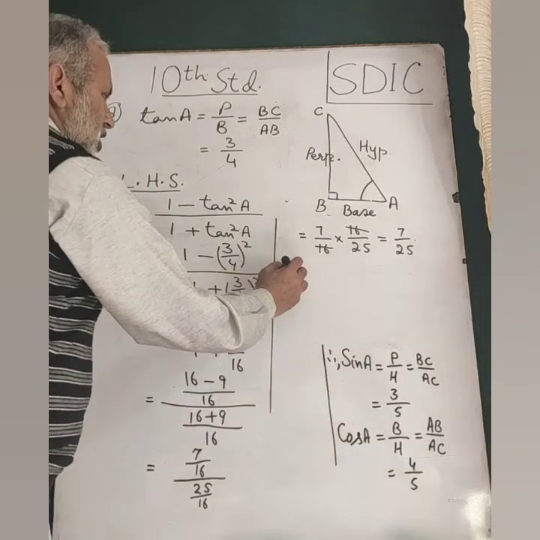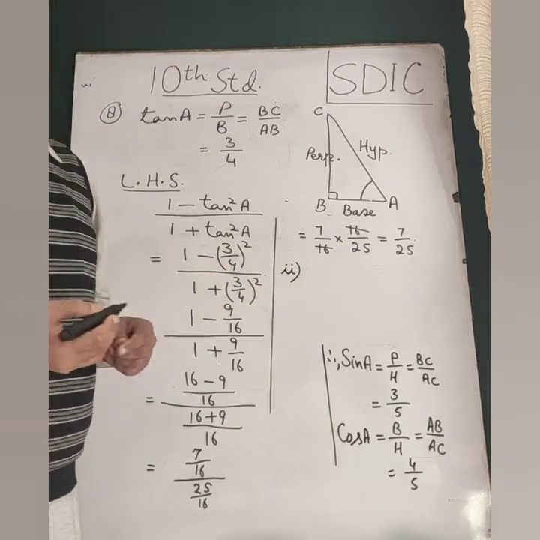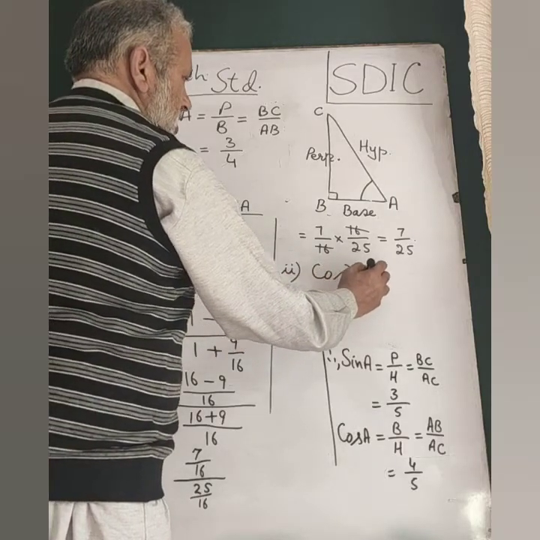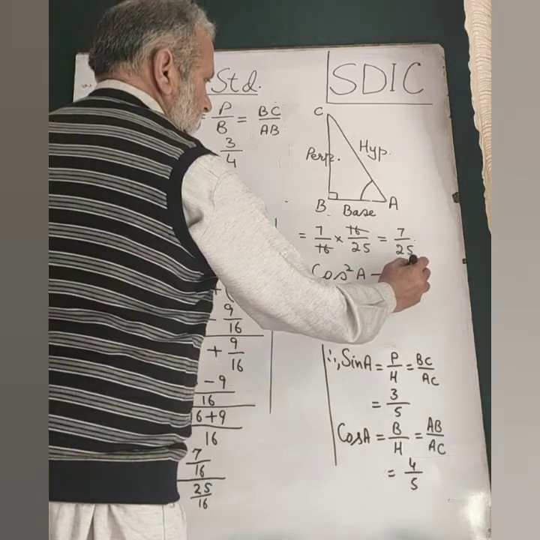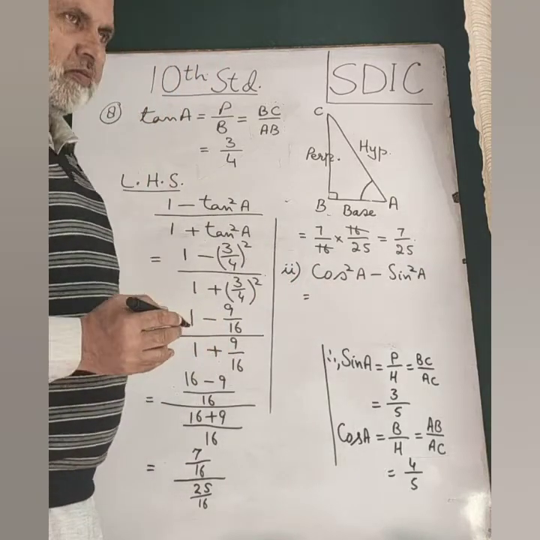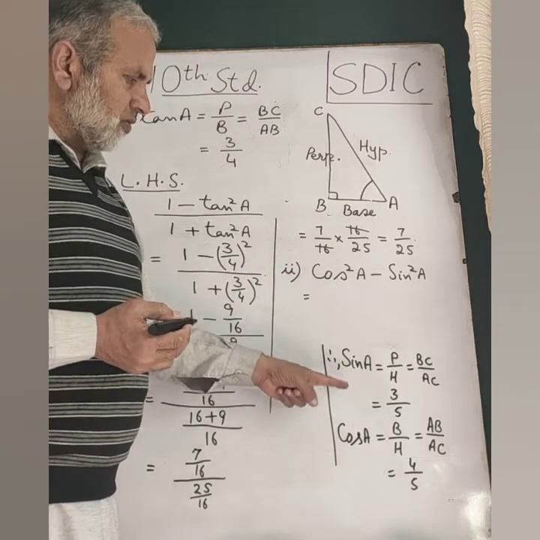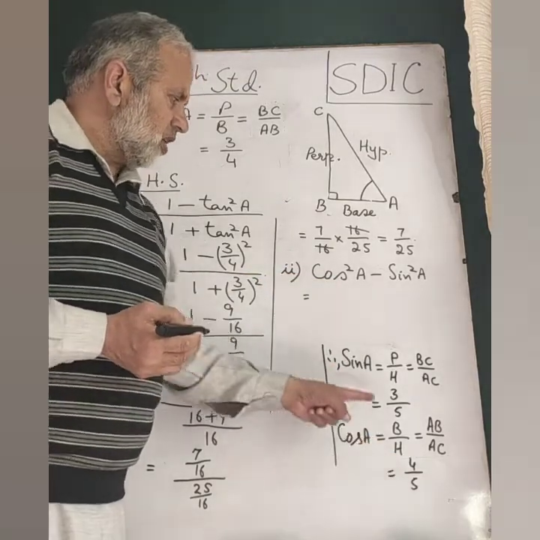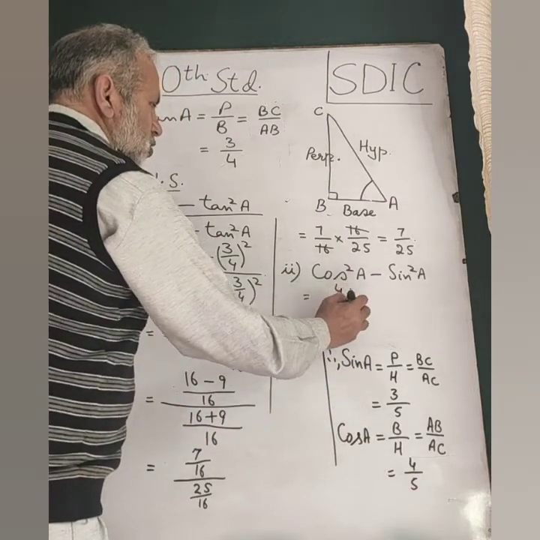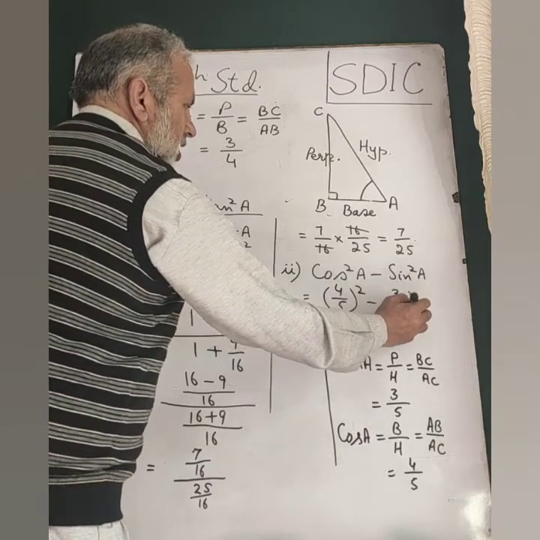Now consider the second part of this: cos square A minus sin square A. This time you have to use the values of cos A and sin A. We have already found those. Cos A is 4 by 5. Sin A is 3 by 5. Use those. It will be 4 by 5 and then square of this, minus, for sin A, 3 by 5, and we have again square of this.